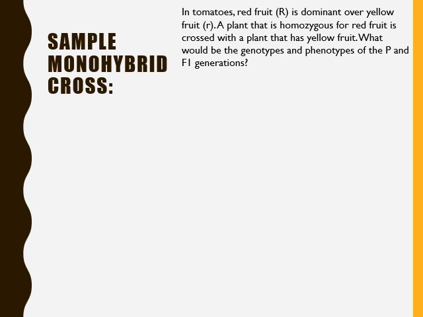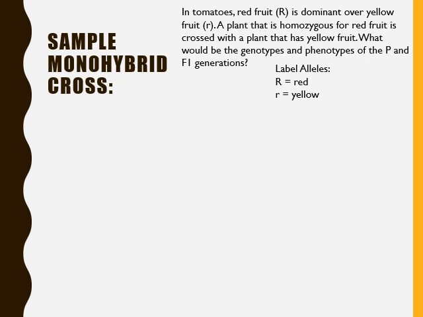Step 1 is always write down and define your alleles. So we've got a big R allele and a little r allele. Big R is red, little r is yellow. From there, we look at our parents. One of our parents is homozygous for red. So we know for sure homozygous means same, so we've got two of the same alleles, big R and big R. Our other plant is yellow.